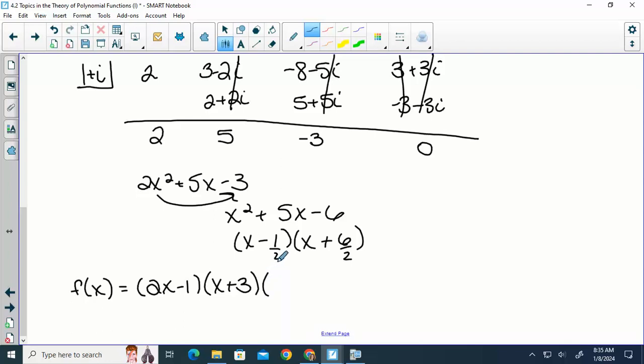The one thing we need to be just slightly careful on, we always do x minus our zero, right? So if you do x minus 1 plus i, that turns into x minus 1 minus i. You'd have to take the negative to both terms.